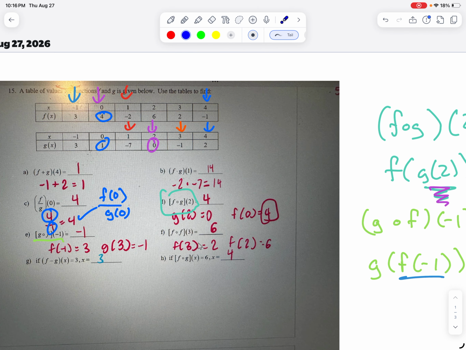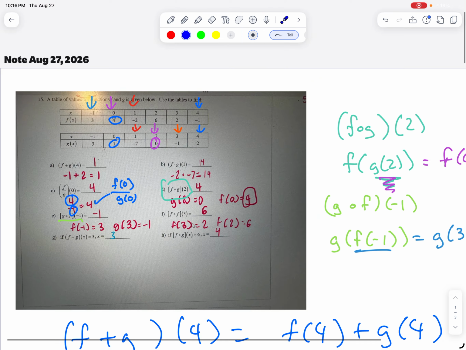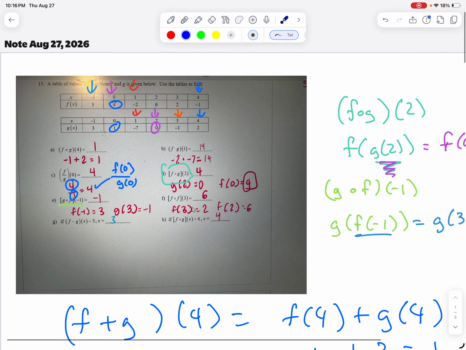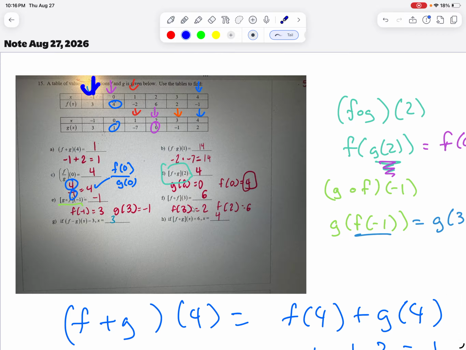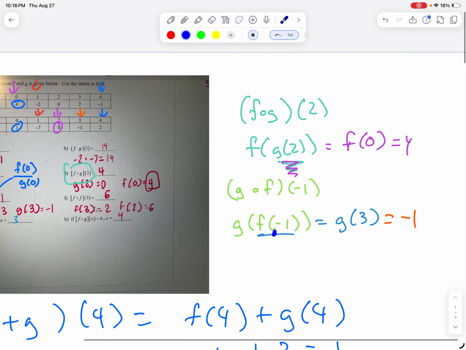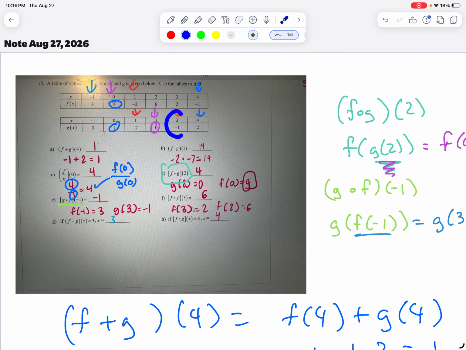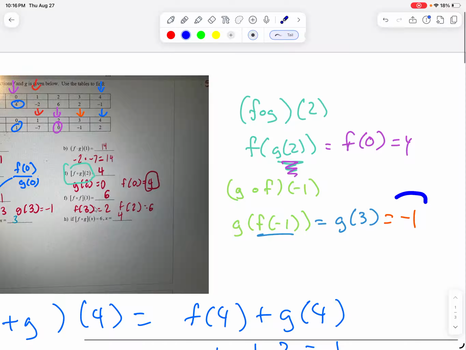Okay. So E is more of the same. You're just starting with f of -1. So you're just starting with the f. So when x is -1, f is 3. So notice that f of -1 now becomes 3. And then g of 3 is saying, hey, well, when x is 3, what's y? Y is -1.